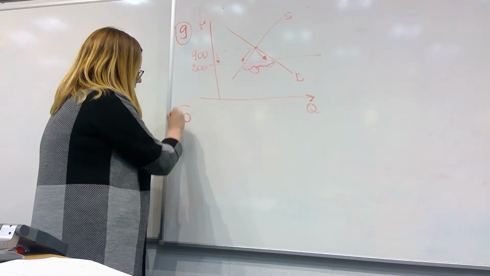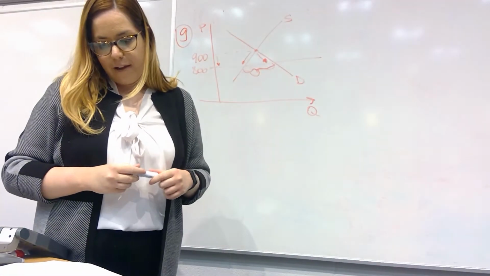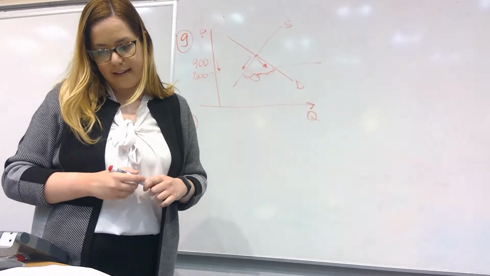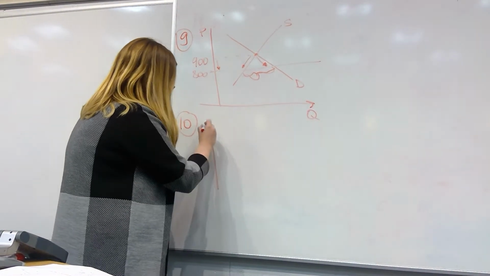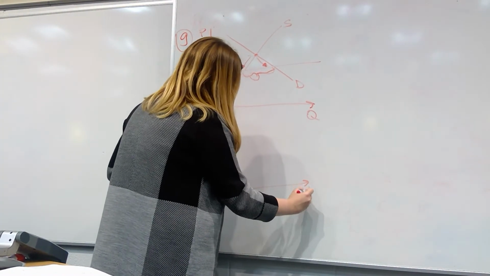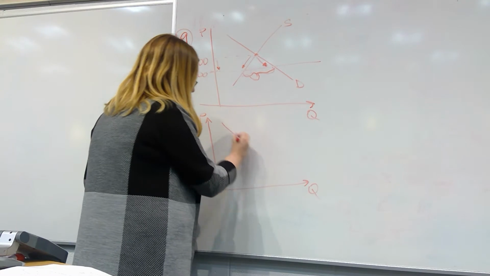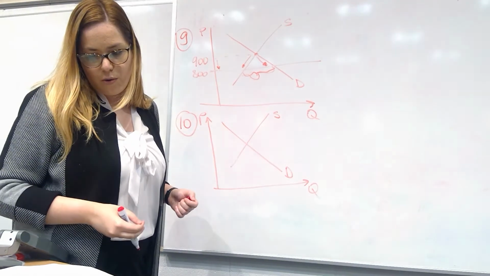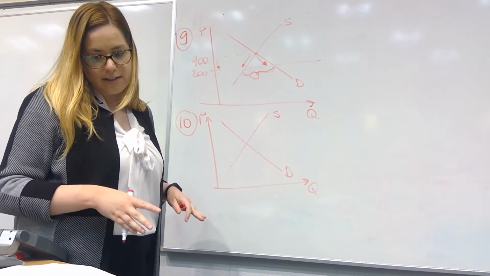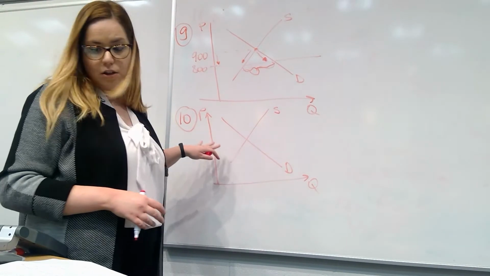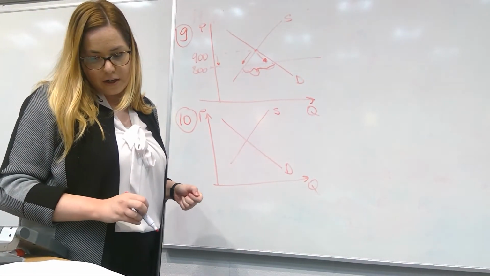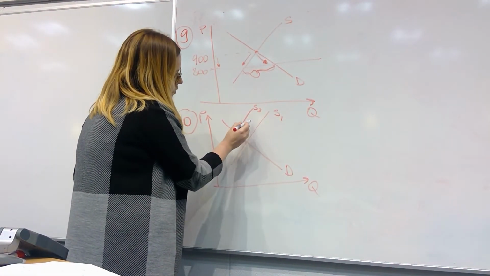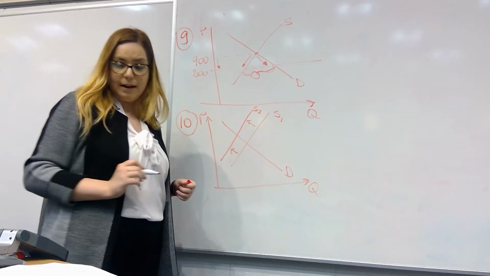Question number 10 asks us, if supply falls and demand remains constant, what happens to the market equilibrium? So we can again represent this graphically. So we have our quantity, we have our price, we have our initial demand curve, we have our initial supply curve. What we are told is that demand remains constant, so the demand curve doesn't change at all. However, our supply curve falls. So our supply curve moves to the left. So S1 is there and S2 is here. So we have this movement in the supply curve.